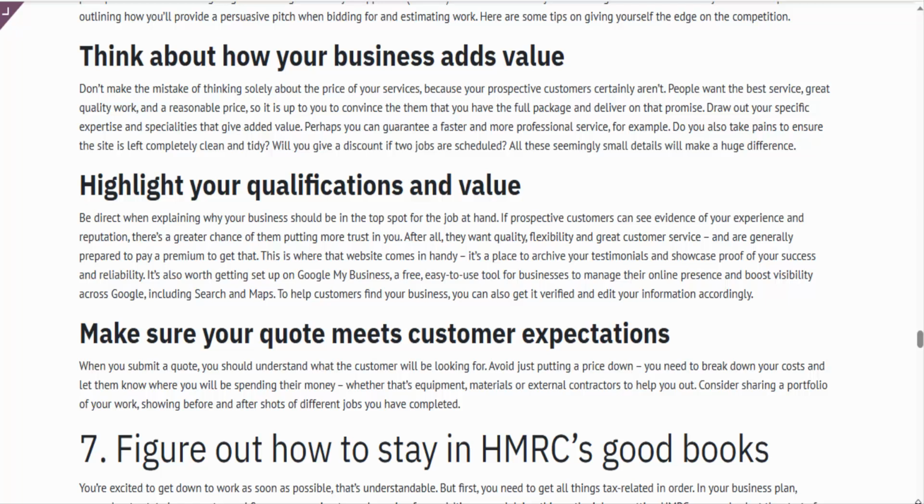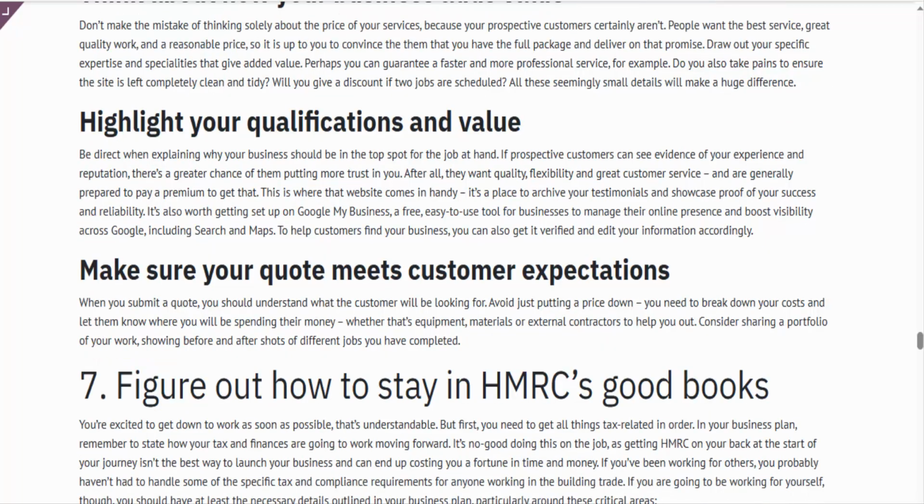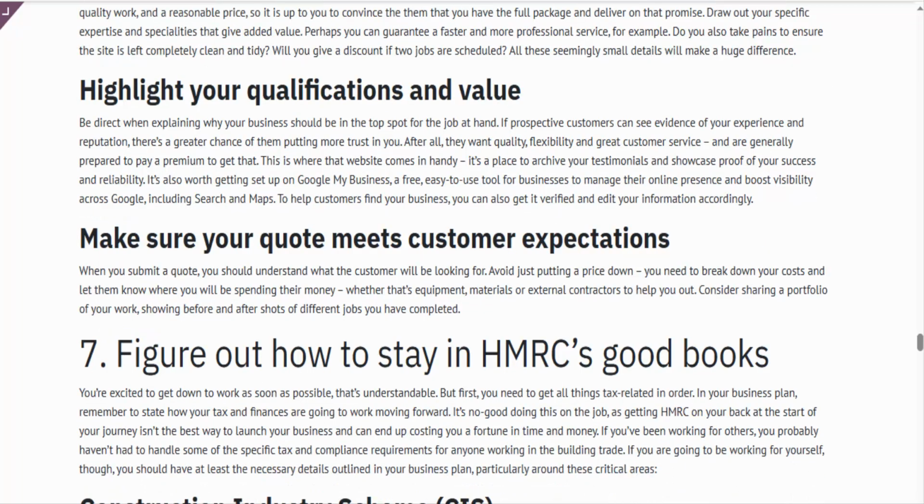Highlight your qualifications and value. Be direct when explaining why your business should be in the top spot for the job at hand. If prospective customers can see evidence of your experience and reputation, there's a greater chance of them putting more trust in you. After all, they want quality, flexibility and great customer service, and are generally prepared to pay a premium to get that. This is where that website comes in handy. It's a place to archive your testimonials and showcase proof of your success and reliability.